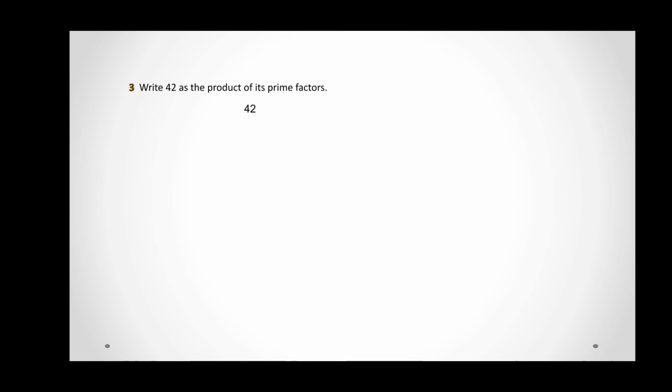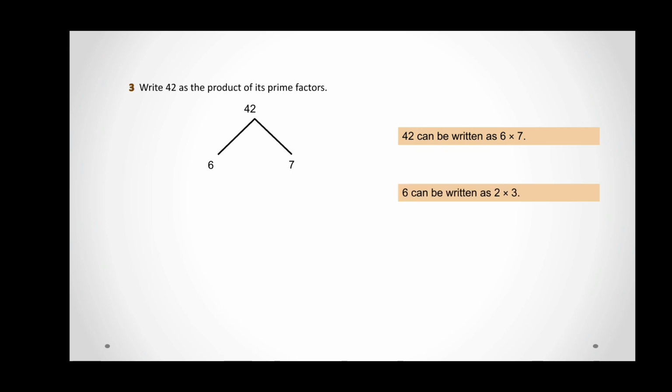Then 42, write 42 as a product of prime numbers. Okay, first we'll find the factors of 42. So 42 we can make as 6 multiplied by 7. Then again 6 you can make as 2 multiplied by 3. Now we know that 2 is a prime number, 3 is a prime number, 7 is also a prime number. So then 42 you can write as 2 into 3 into 7.